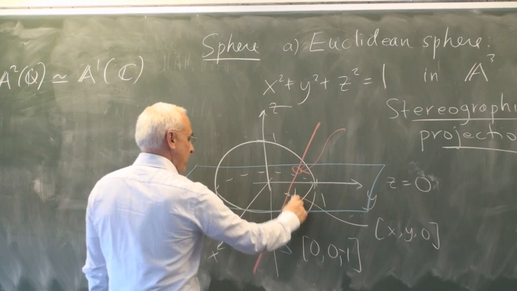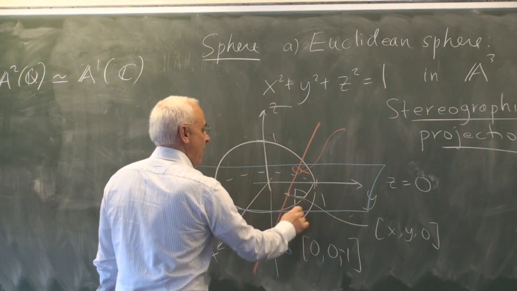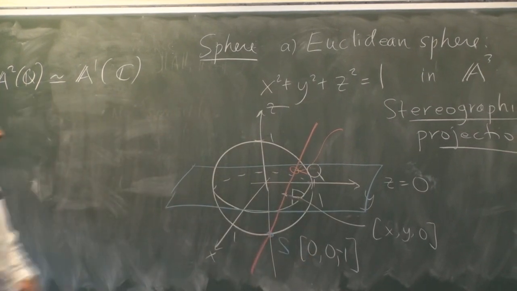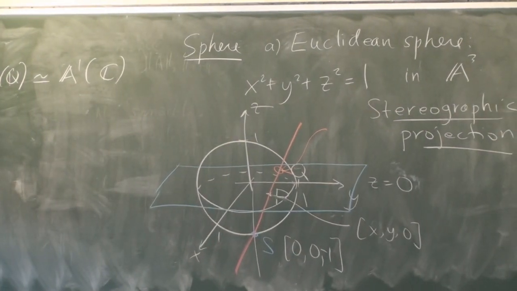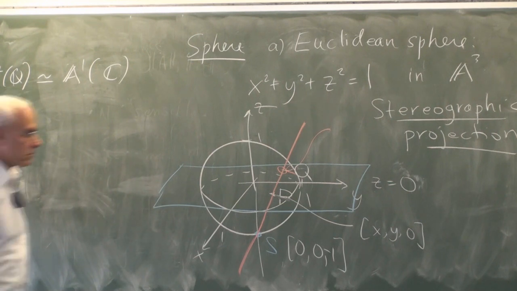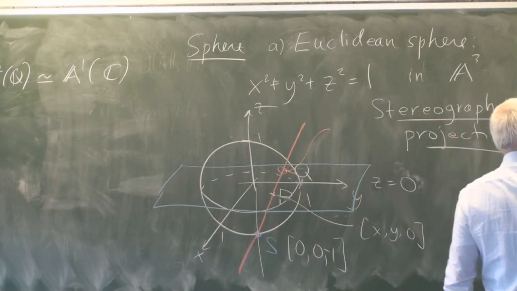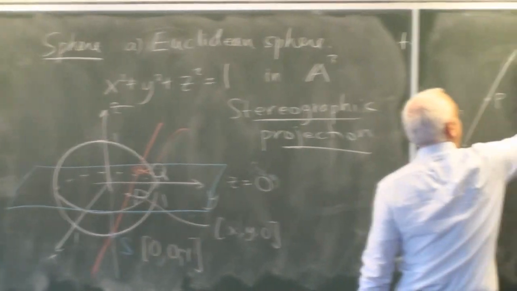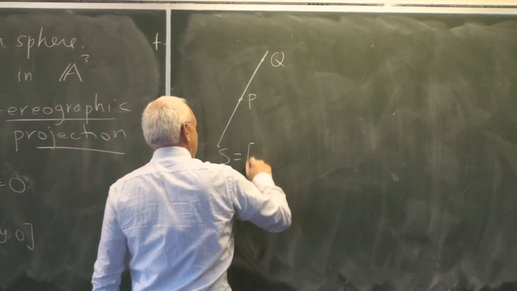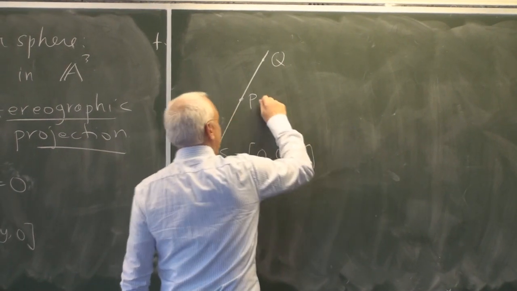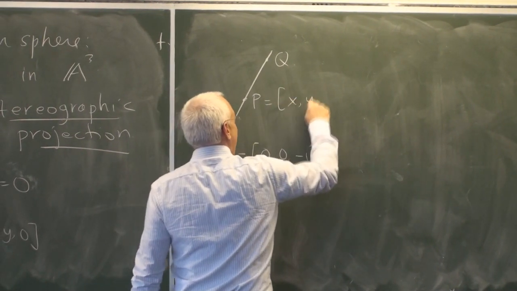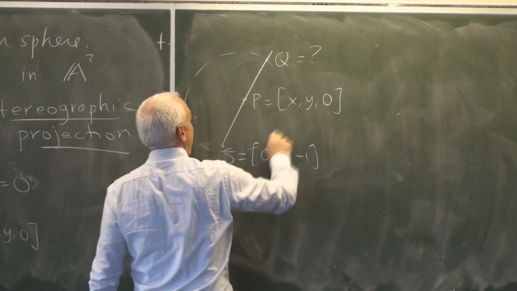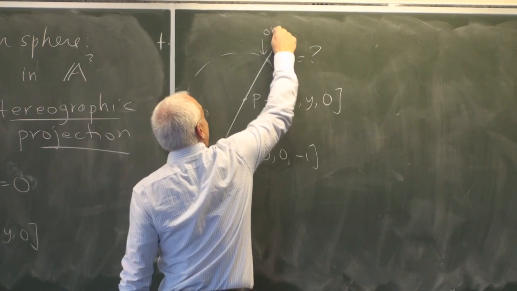All right, so we want to make this calculation now. Let's call this point something so we can refer to it. So there's the point P. And we want to get this point here. Let's call it Q. So how do we find Q from S and P? Well, just identifying the picture: here's S, here's P, and here's Q. S was the point 0, 0, minus 1. This is the point x, y, 0. And this point we don't know, but it lies on the sphere.